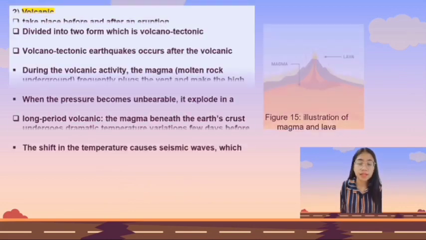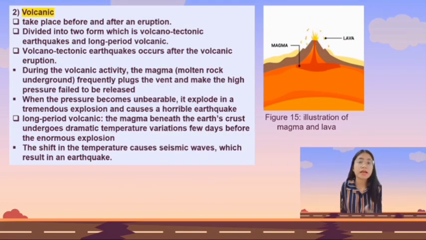The second type is volcanic, which takes place before and after an eruption. Briefly, volcanic earthquakes come in two forms, which are volcano-tectonic earthquake and long-period volcanic. Volcano-tectonic earthquakes often occur after volcanic eruptions. During the volcanic activity, the magma frequently plugs the vent and makes the high pressure fuel to be released. When the pressure becomes unbearable, it will explode in tremendous explosions and cause a horrible earthquake.